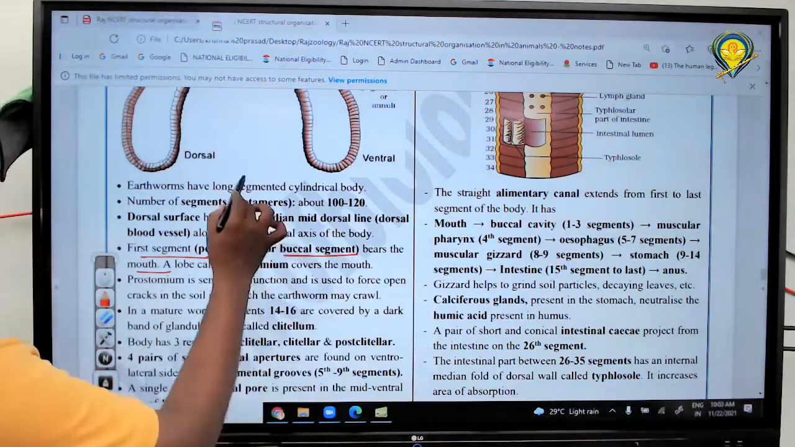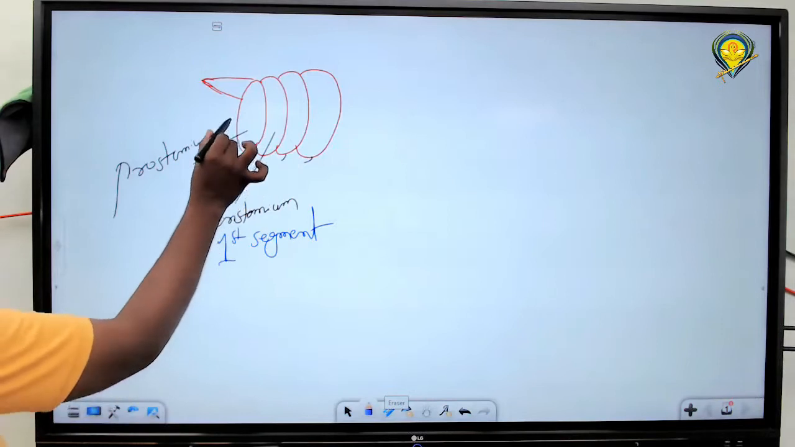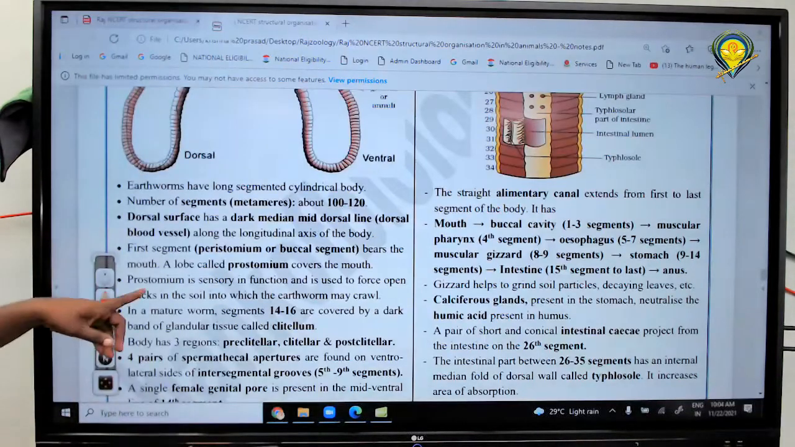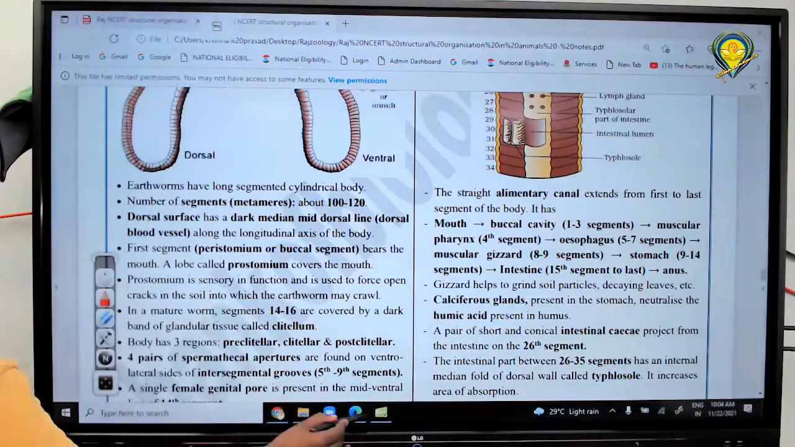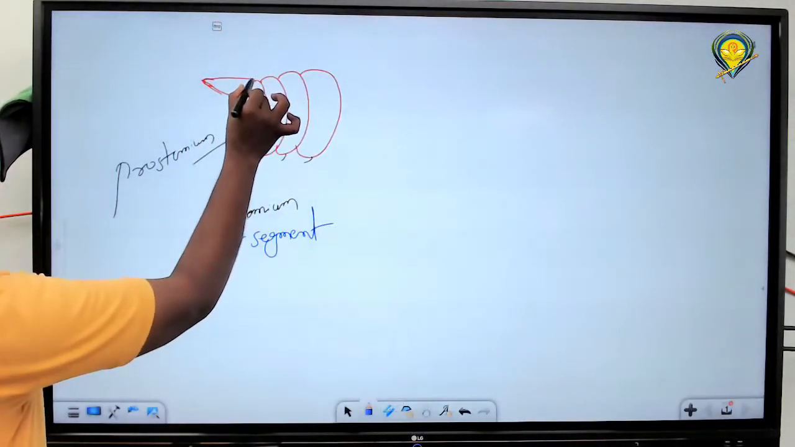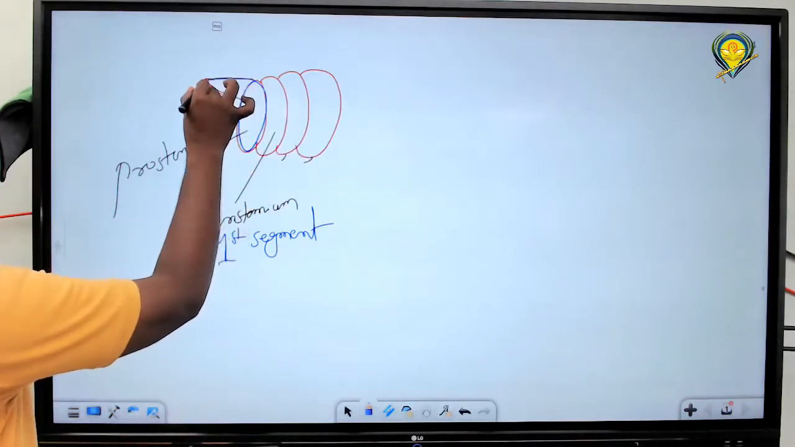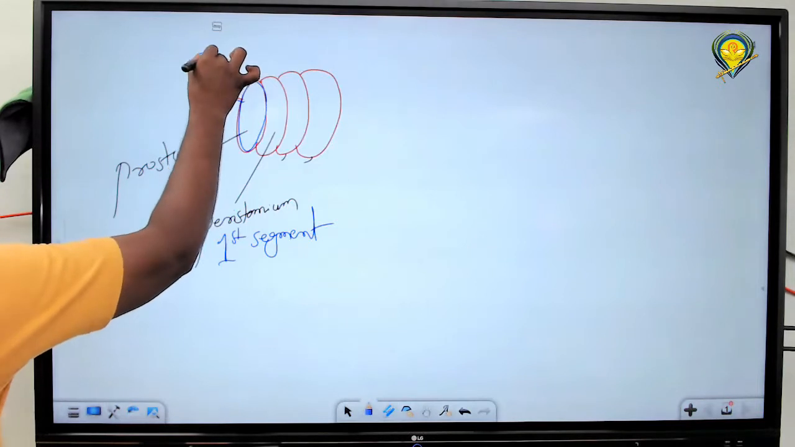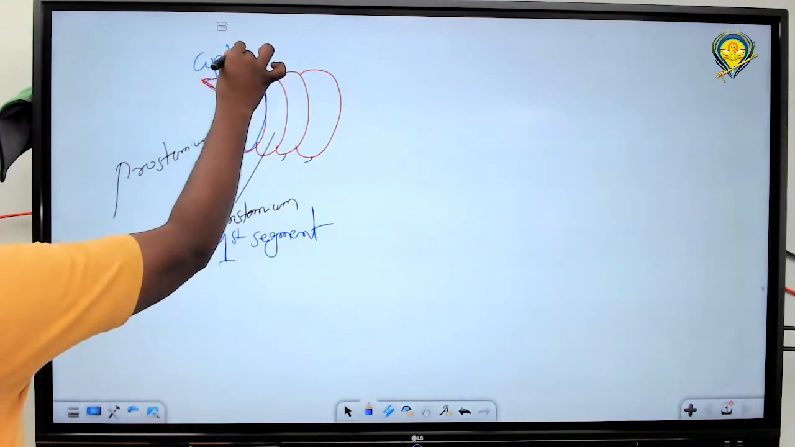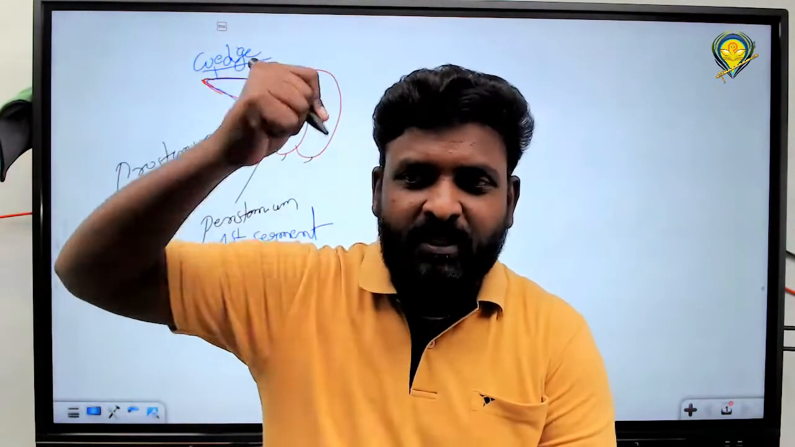You can see it again. It's about the peristomium, right? It's about the prostomium, right? So what are we learning here? The first segment, peristomium, bears the mouth, right? The lobe called the prostomium covers the mouth. You can see it here, right? A lobe called what? Prostomium, which is covering the mouth. And here, which consists of what? Wedge shaped. What is the shape? Wedge shaped. You know why? Exactly. Which helps in what?